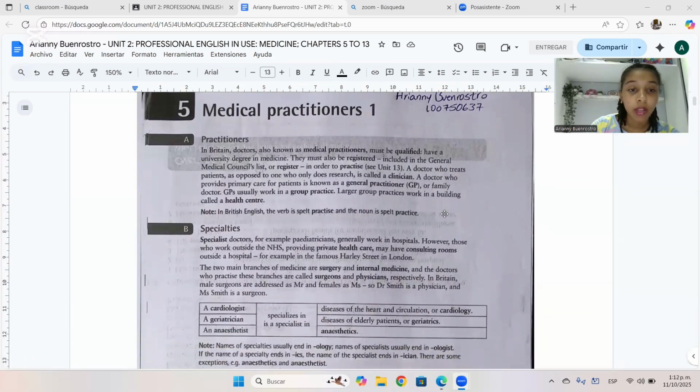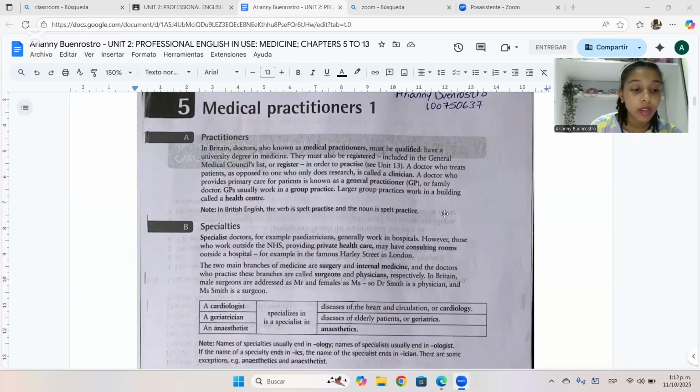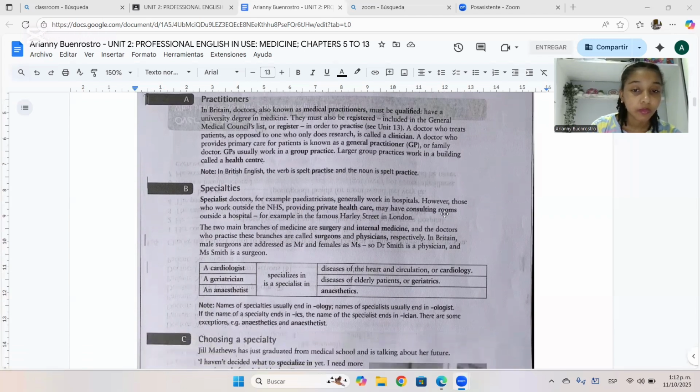Medical Practitioner. 1. Practitioner. In Britain, a doctor, also known as a medical practitioner, must be qualified, with a university degree in medicine. They must also be registered, included in the General Medical Council list, in order to practice. See Unit 13. A doctor who treats patients, as opposed to one who only does research, is called a clinician.